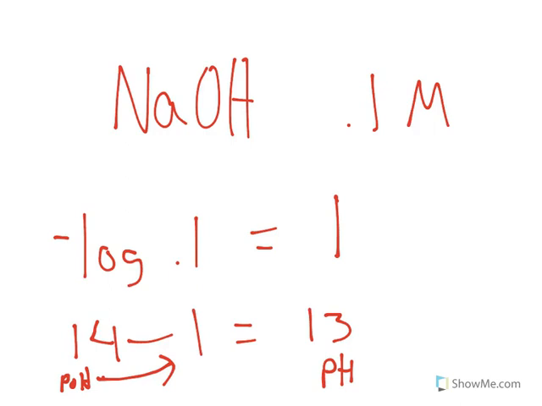So to find the pH of a base, we do the negative log, and then we do 14 minus the answer we get there. So the negative log of 0.1 was 1. 14 minus it, we got 13.